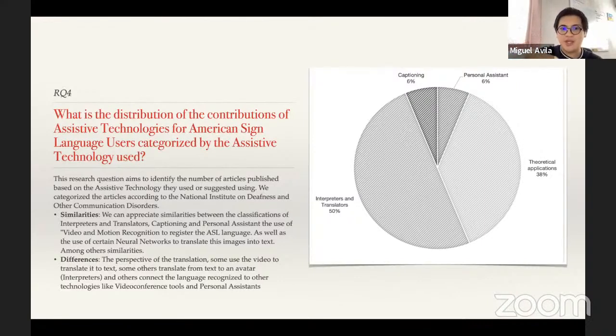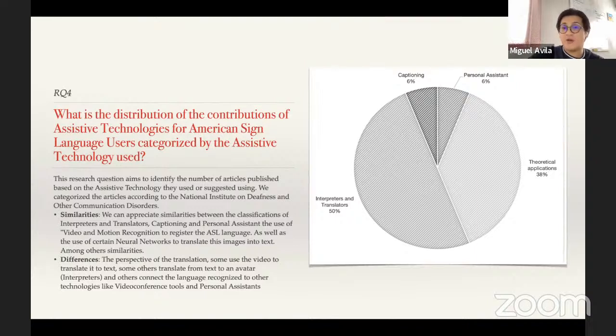So for example, as similarities, we can appreciate a classification of interpreters, translators, captioning, and personal assistant, the use of video and motion recognition to register the ASL language. So basically, how can we make a caption, and how can we connect to a personal assistant, or how can we create an interpreter or a translator by video motion recognition of the movement of the hands. And also, of course, if we can have a text and then pass this information by an interpreter, we also need natural language recognition to make the interpreter actually interpret the text that we provide.